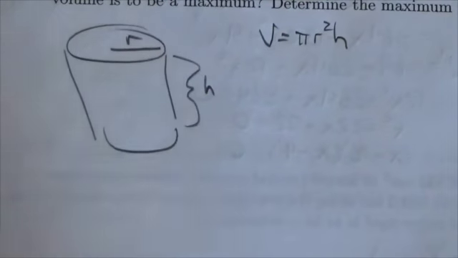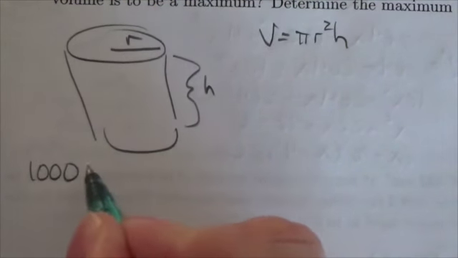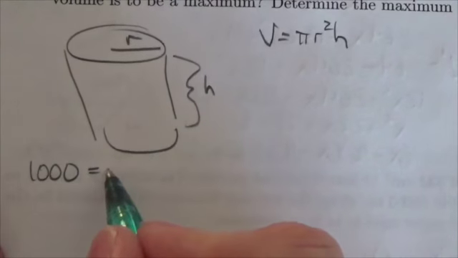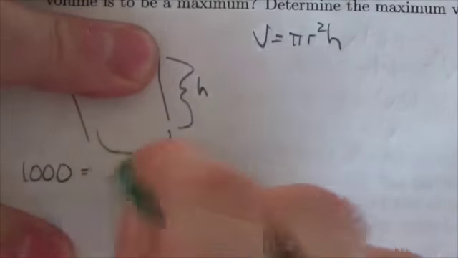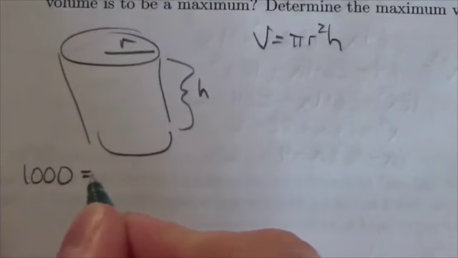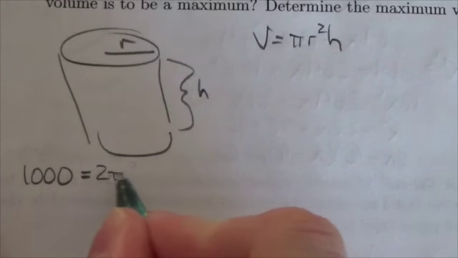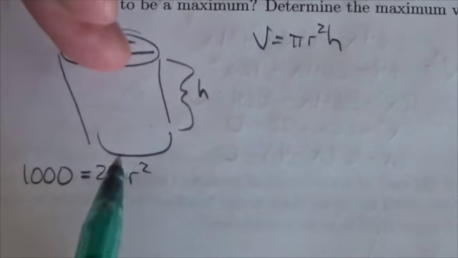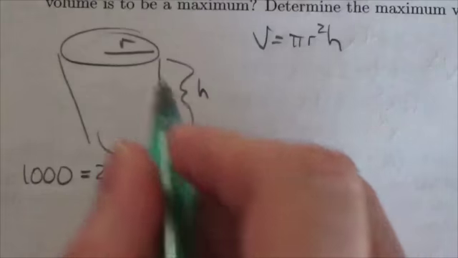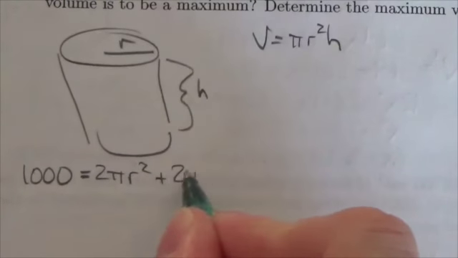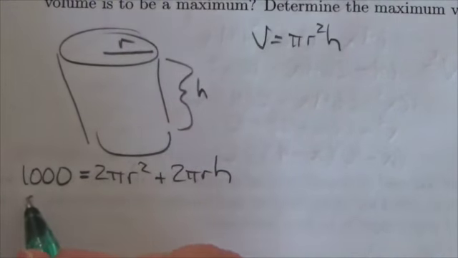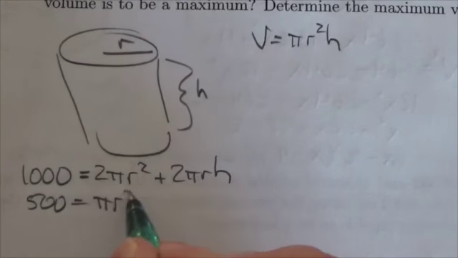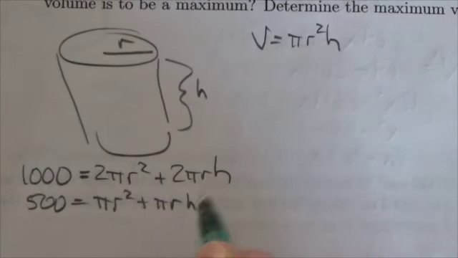However, we are given some information. We are told that the surface area is 1,000. Now, that surface area is going to be pi r squared. Sorry, I'm getting ahead of myself. A lot of these questions are open-topped. This one is not. So this is 2 pi r squared because there's a top and a bottom. And then the lateral surface area will be 2 pi r h. Okay? So now, what we might do here is make this 500 is equal to pi r squared plus pi r h.